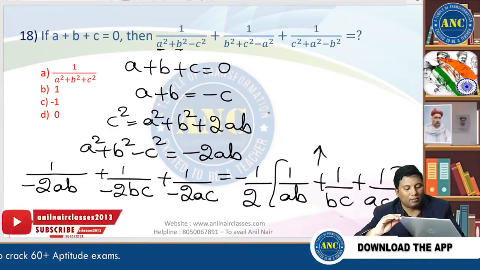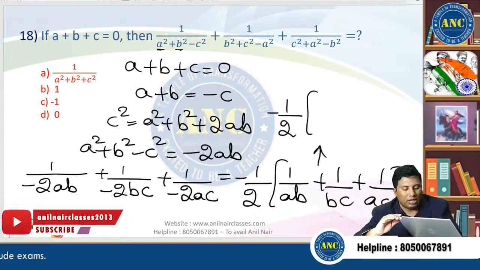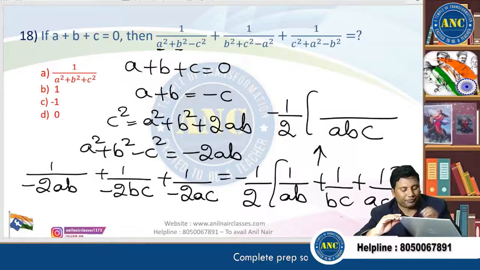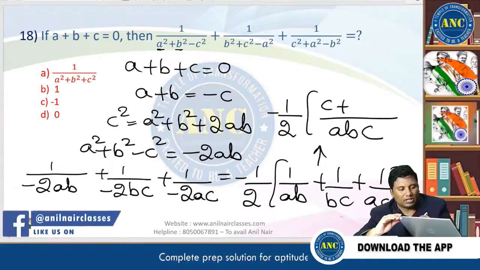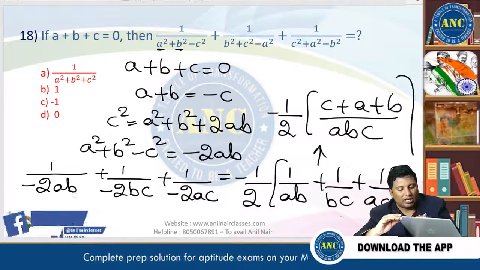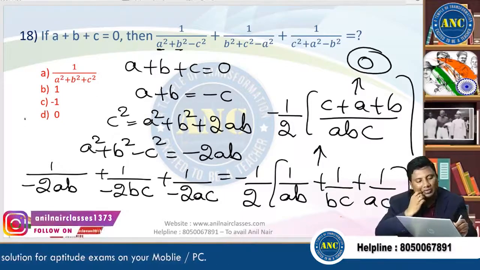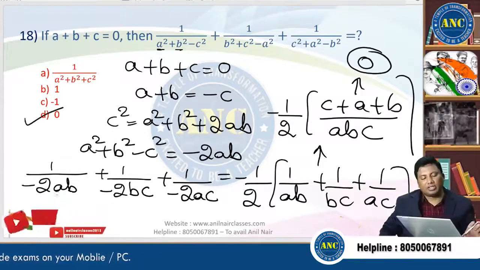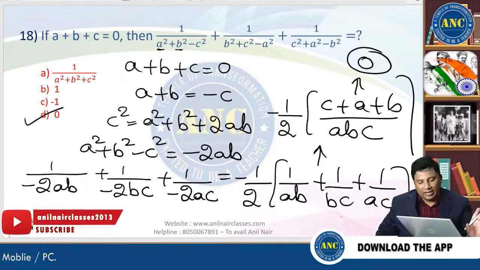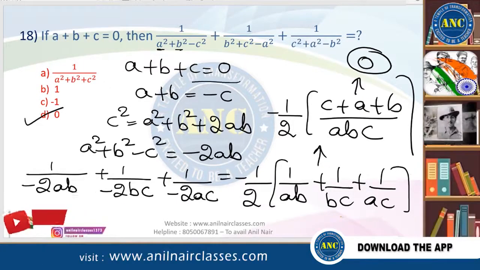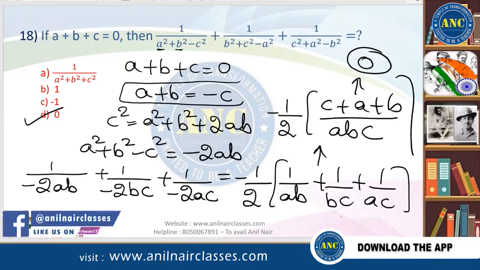This will become minus 1 by 2 into ABC LCM, C plus A plus B. What is C plus A plus B? 0. Answer is nothing but 0. I hope it is clear. A plus B plus C is 0. A plus B is minus C. I hope it is clear.